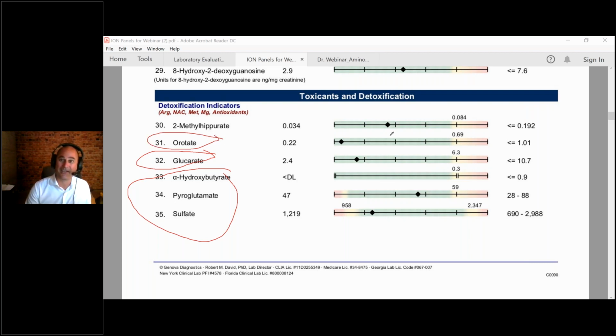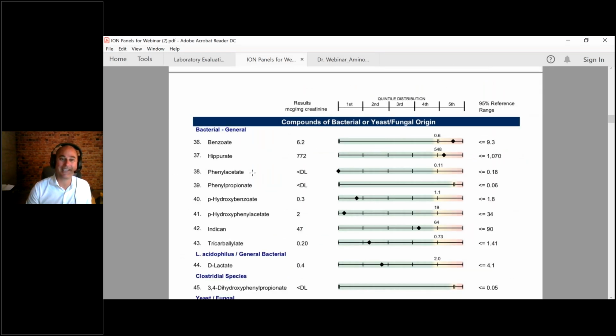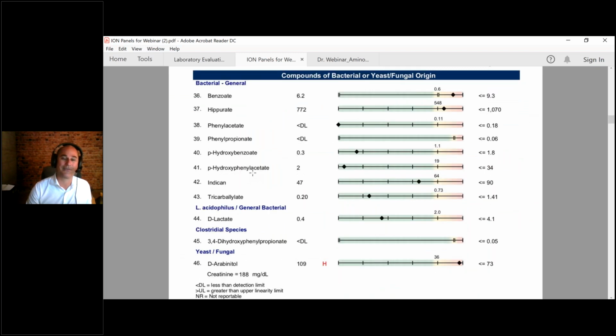This orotate, if it's high, shows you're low in arginine. All these markers are related to amino acids except for 2-methylhypurate. It's a little different. Okay, but 5 out of the 6 detox markers are directly related to amino acids. Now, in the GI section, not so much. I think we're kind of done there.